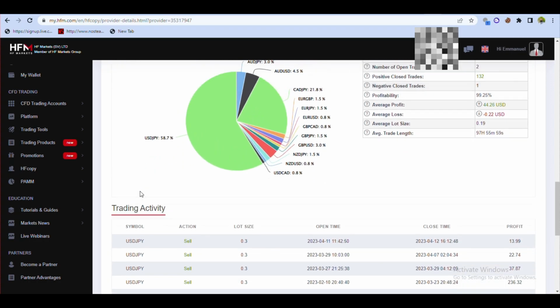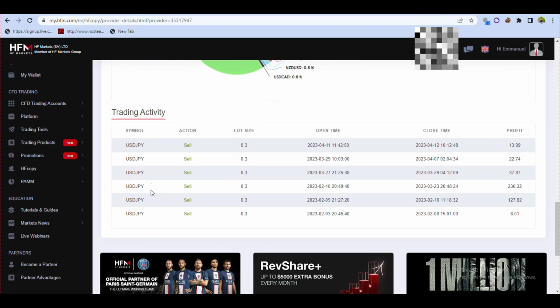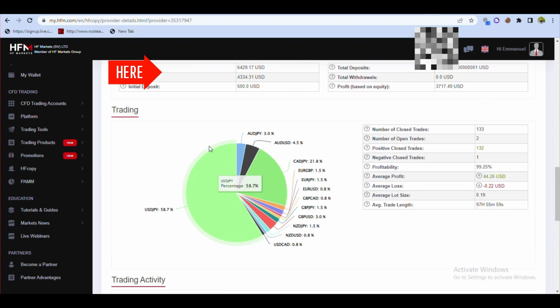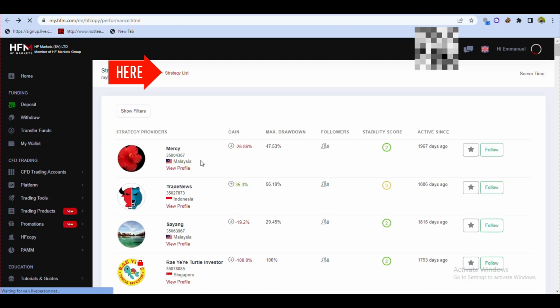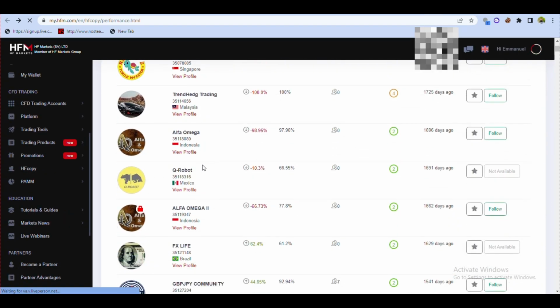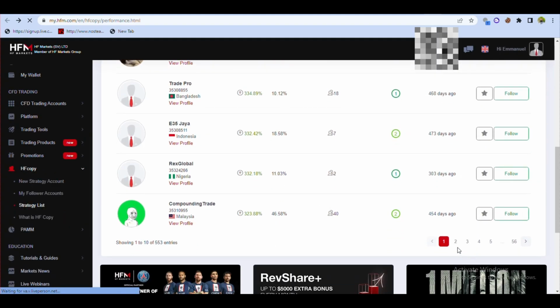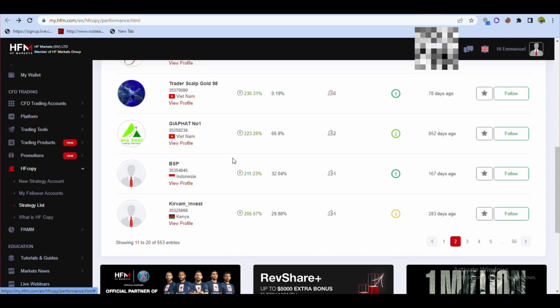Now, trading activity: you can see his trading activities, the trades he has entered, USD/JPY, sell, the lot size, the open time, close time, and the profit. There are a lot of strategy providers you can access, and the more you do your research, the better it is for you. So yeah, let's move on to the next section of this video.